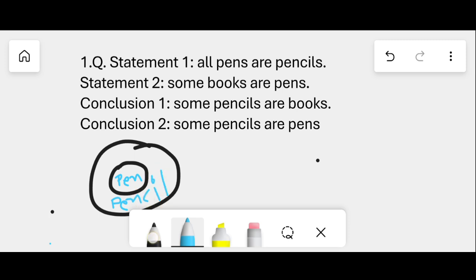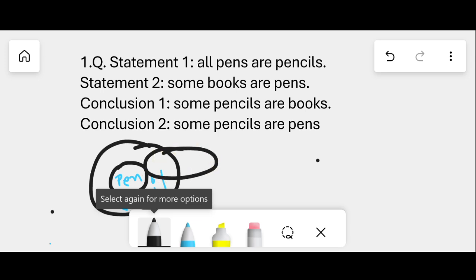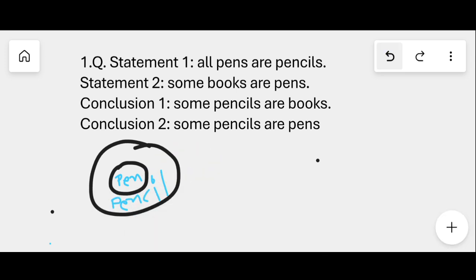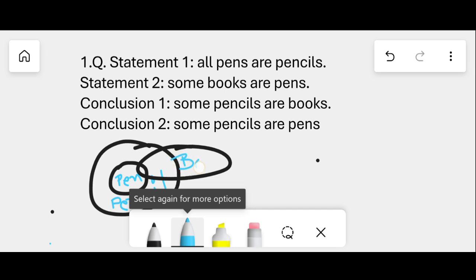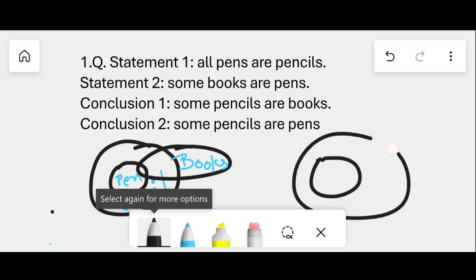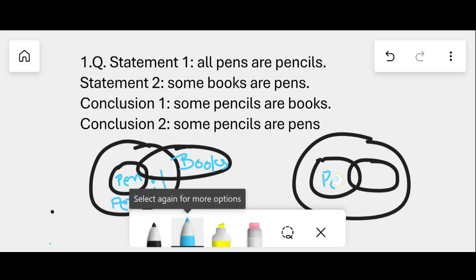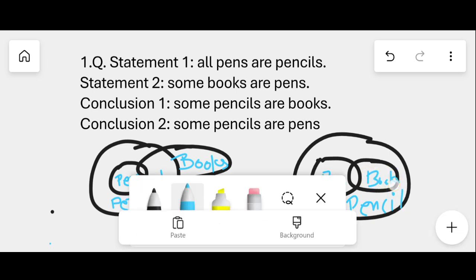So after that we have some books are pens. If some books are pens, so we have two options. We can show the books intersecting with the circle of pen and pencil both, and in the second option we can show the books only with the pens because some books are pens.